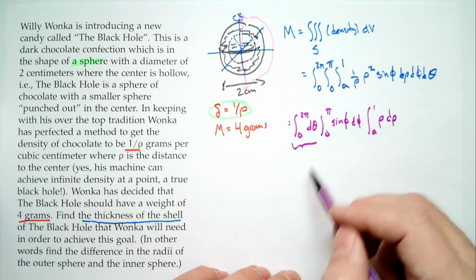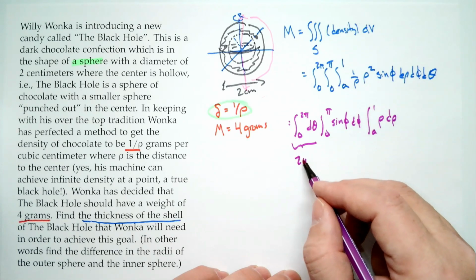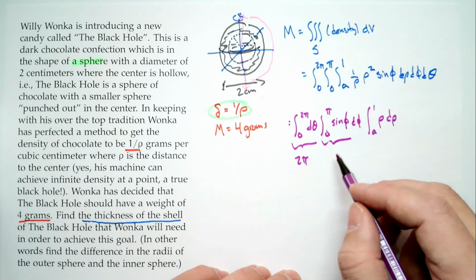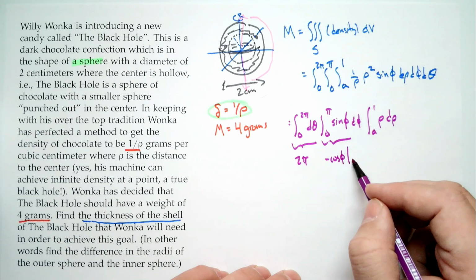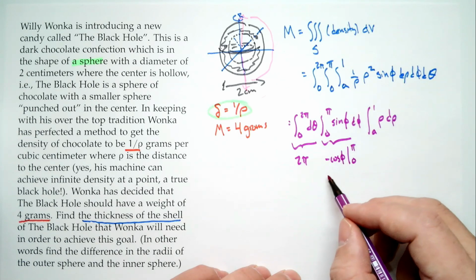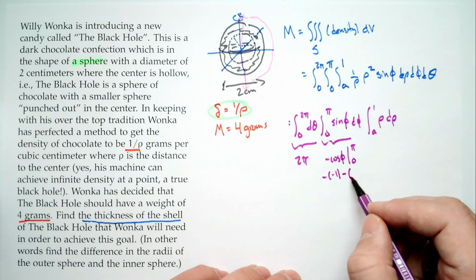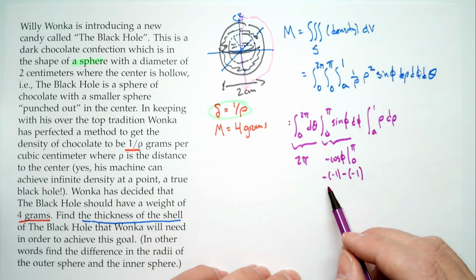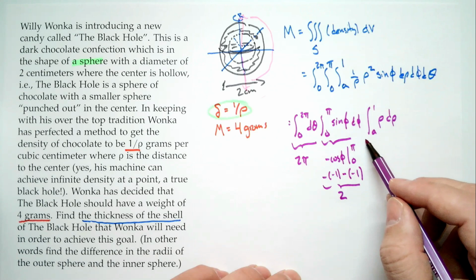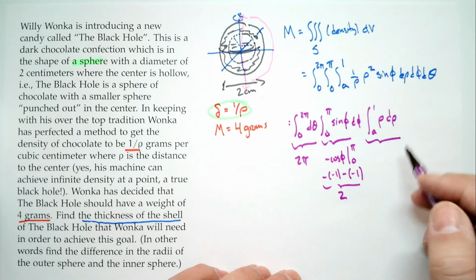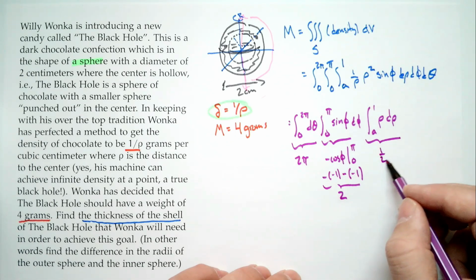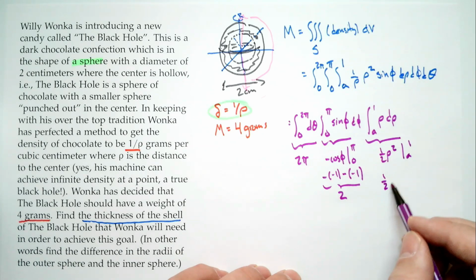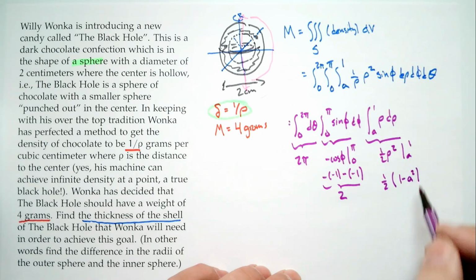What's the first integral going to give us? 2 pi. The second one, well, what's the integral of sine? Negative cosine, evaluated from 0 to pi, and if you plug in pi, you'll get negative 1. Subtract, if you plug in 0, you'll get 1, but there's a negative. Okay, so it ends up being 2. The last one, well, integral of rho, d rho, 1/2 rho squared. And then we're evaluating from a to 1. So this becomes 1/2 times 1 minus a squared.